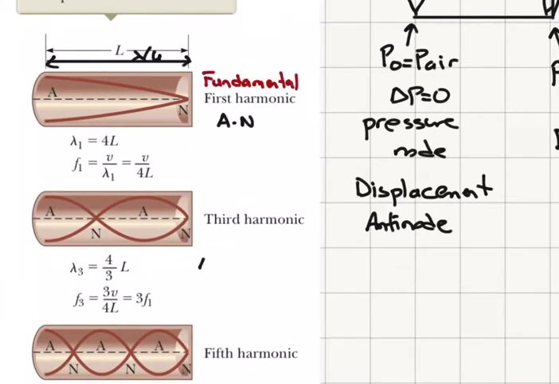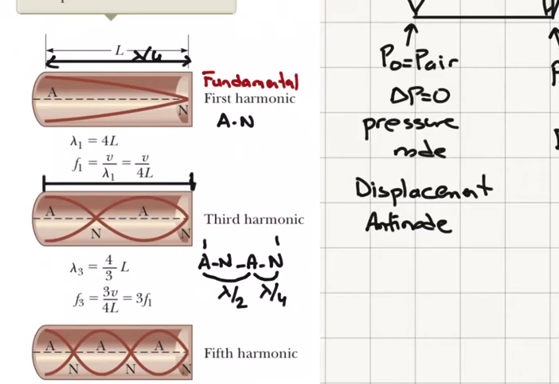Now here it's labeled third harmonic. Let's see why it is so. I have to start with an antinode, and I have to end with a node. So what is the distance between this end and this end? Well, I have lambda over 2, lambda over 4. So the total distance from this side to this side must be equal to 3 lambda over 4.